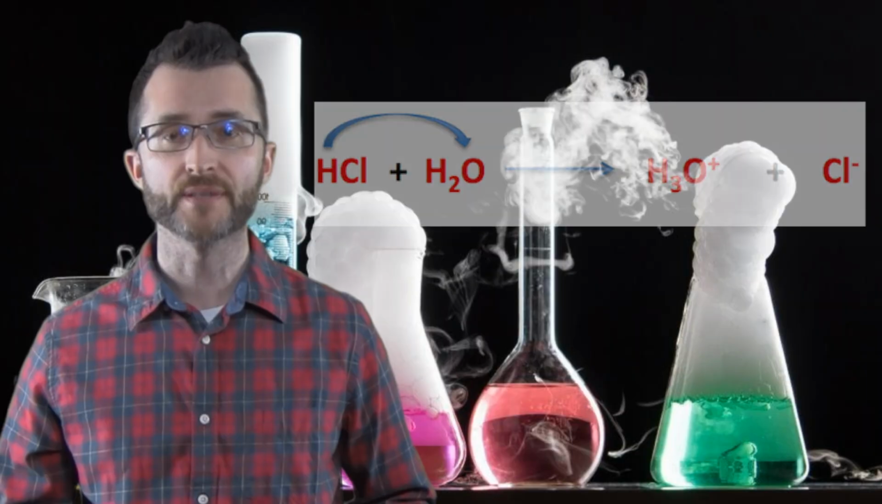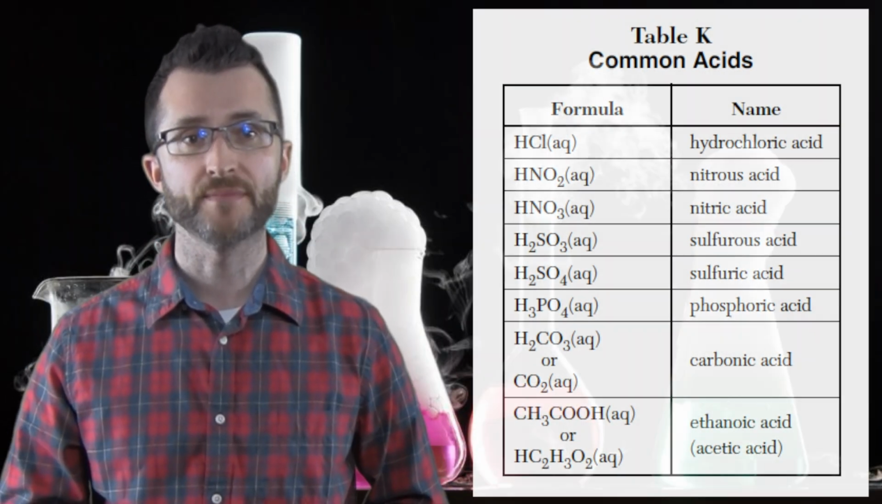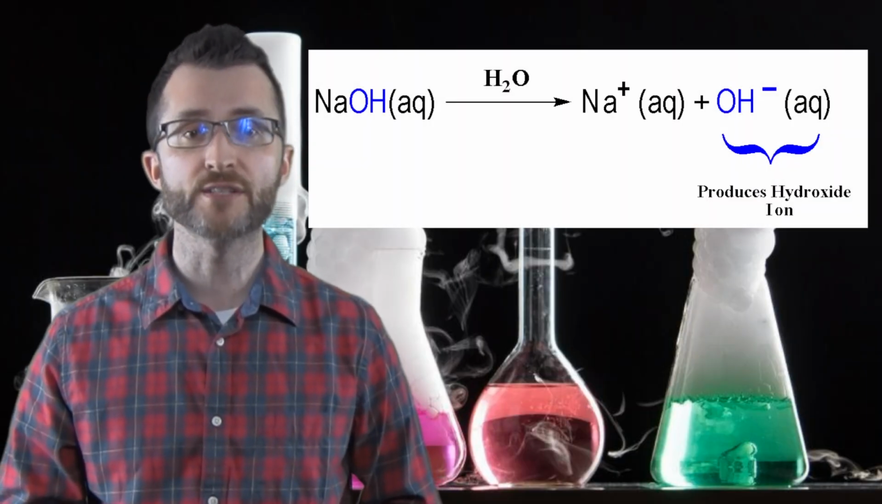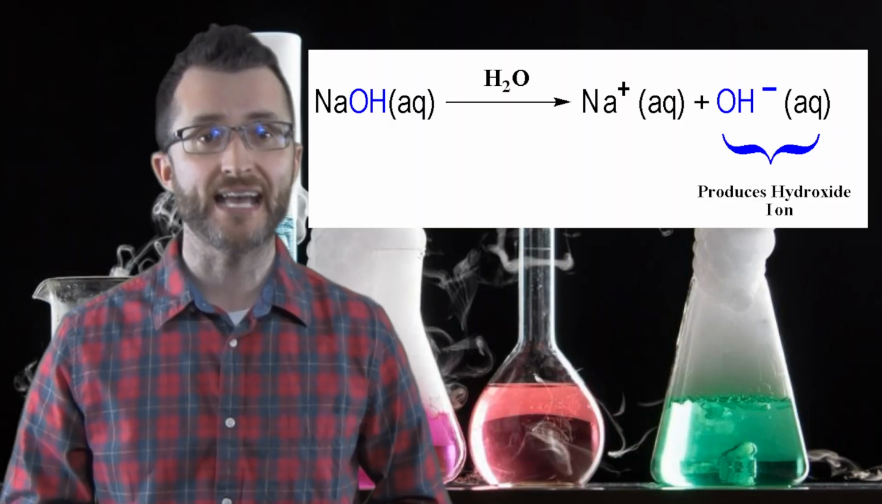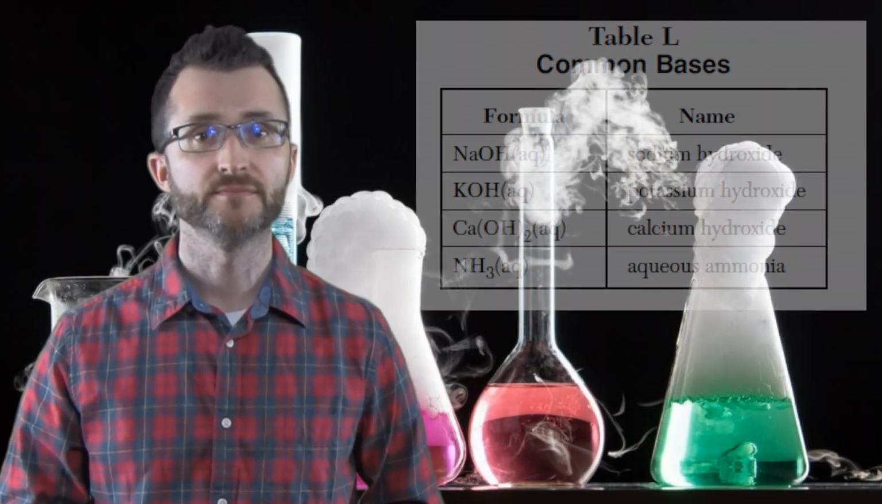product as well. Common acids can be identified using Table K. Now, bases, when added to water, should produce hydroxide OH-, so we should see that as a product for a base. Common bases can be identified using Table L.